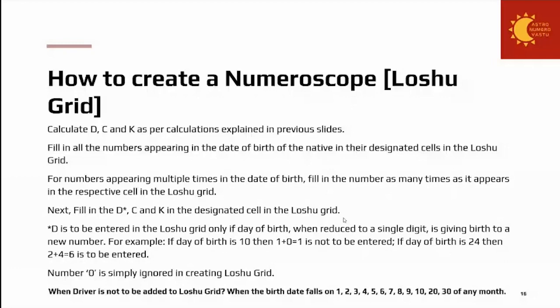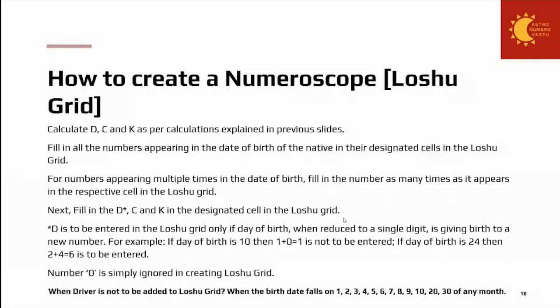Just see the logic. What is the logic behind this? These numbers are not giving rise to a new driver, a new vibration. The driver is simply 1, 2, 3, 4, 5, 6, 7, 8, 9, 1, 2, and 3, respectively, for these dates. So as such, it is not giving rise to any new vibration, and we are not duplicating it by entering it in the Loshu grid. All right, I hope it is clear now.